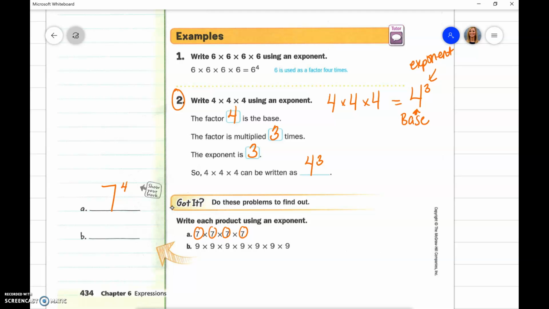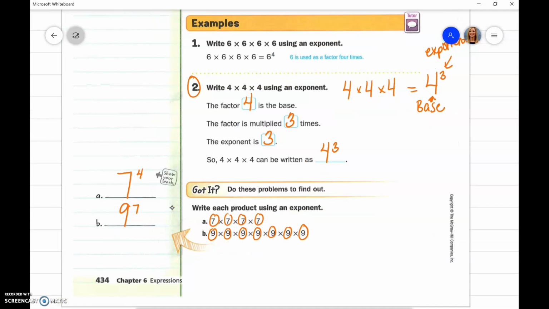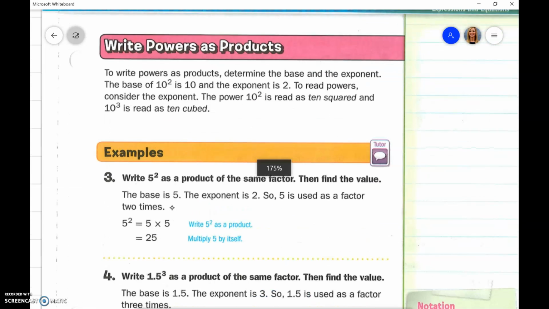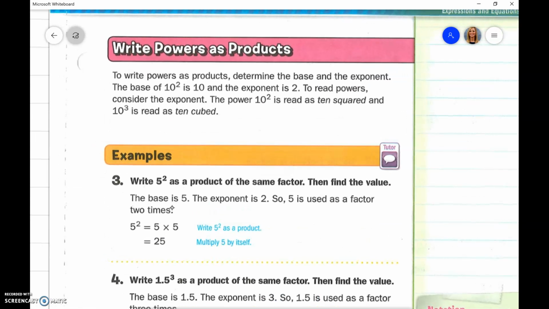All right, our base is obviously going to be 9. 9 times 9 times 9 times 9 times 9 times 9 times 9. We multiplied that 7 times, so it's 9 to the 7th power. Again, remember, it is not 9 times 7. It is taking that base and multiplying it by itself 7 times. Okay? All right, let's go to the next page. Write powers as products.